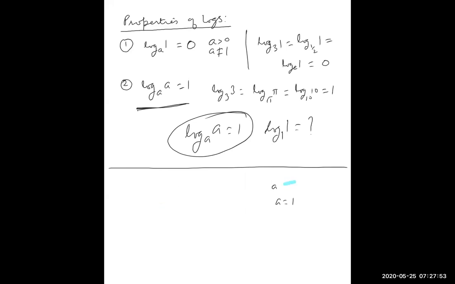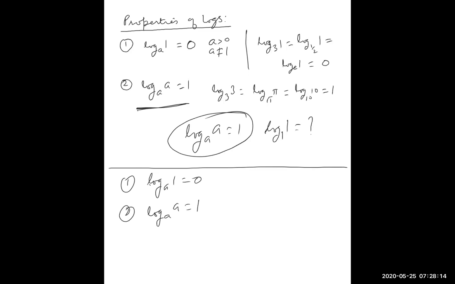Why did I ask this problem? This is a typical problem. Two things are there. First question, log a 1 is equal to 0. This is property number 1. Property number 2 is log a a is 1.